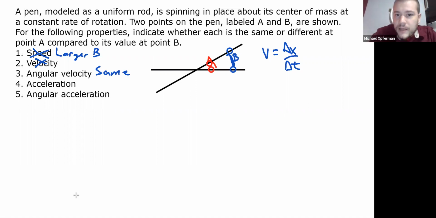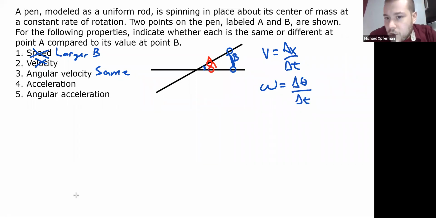because the angular velocity has to do with how much this angle is changing, and the angle is the same for both. The actual distance traveled is different, but the angular distance traveled is the same. So the distinction here is that v is delta x over delta t, and omega is delta theta over delta t. The delta theta is the same for both, but the delta x is different for both. As a result, the speed is different, but the angular speed is the same.